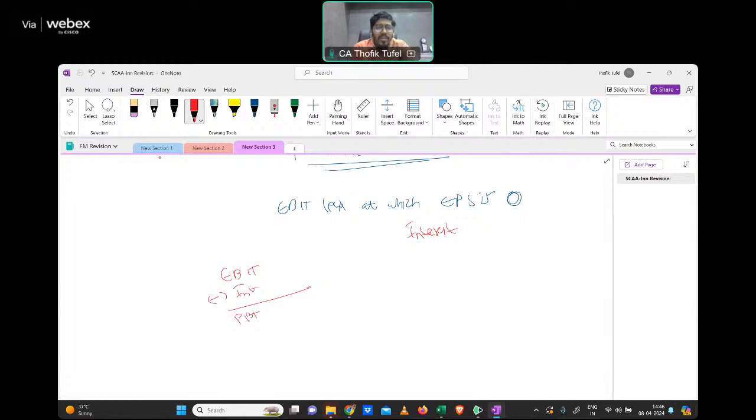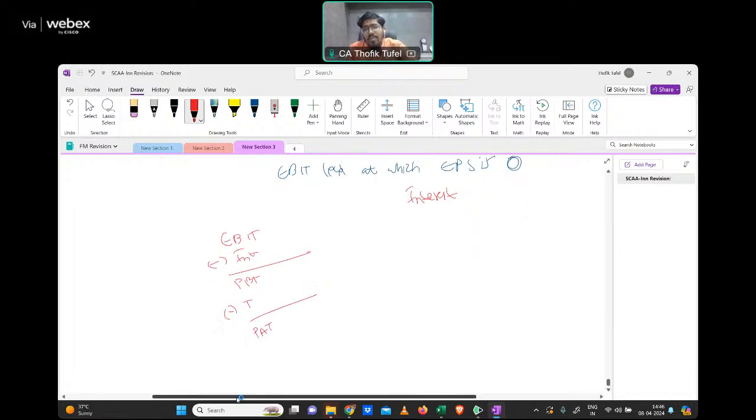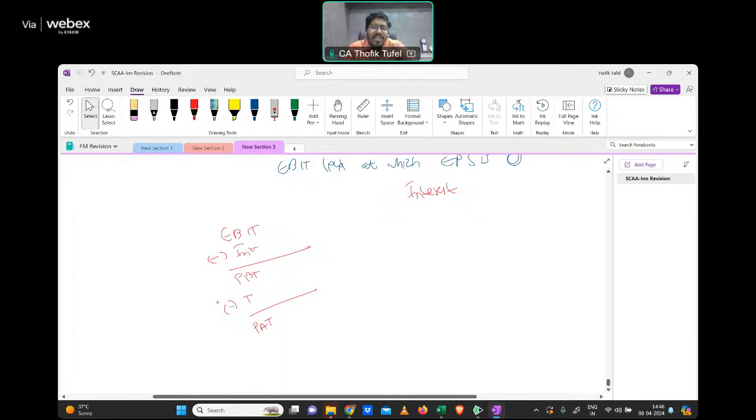Earnings before interest and taxes minus interest gives earnings before taxes; minus taxes, that becomes your profit after taxes. Say you're not having any preference. Profit after taxes divided by the number of equity shares will become your EPS. Now what you want is that your EPS should be 0.